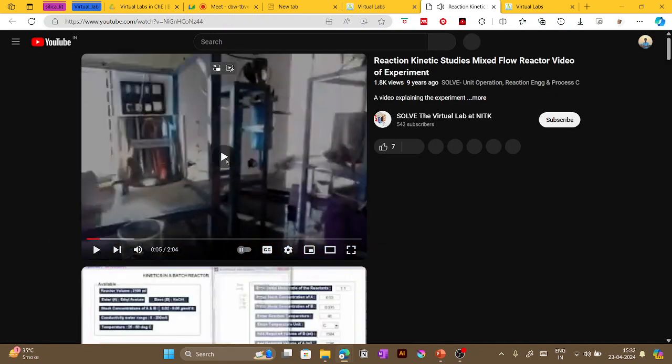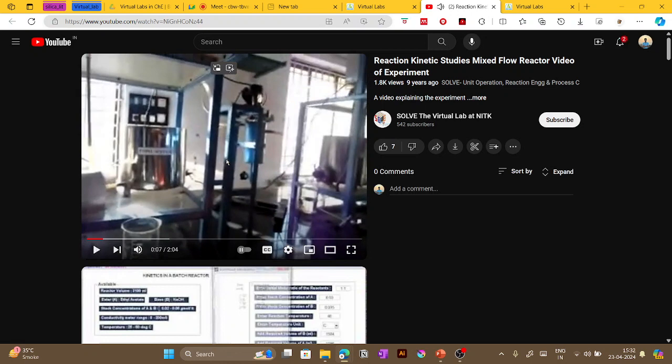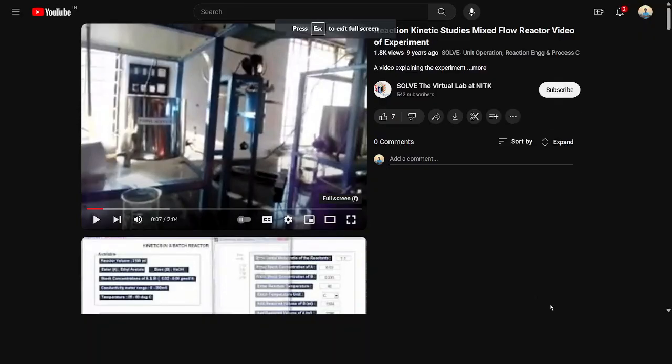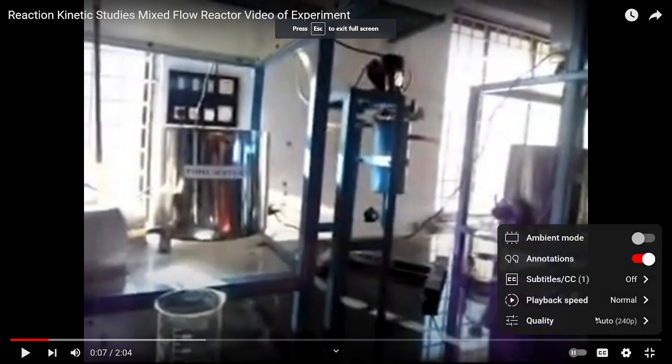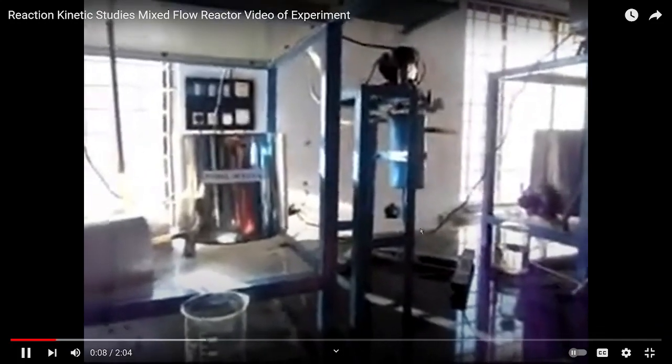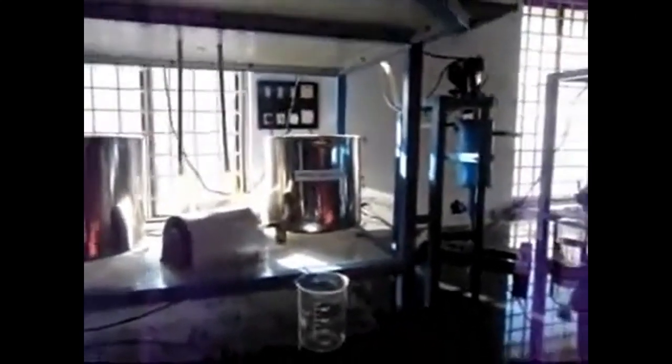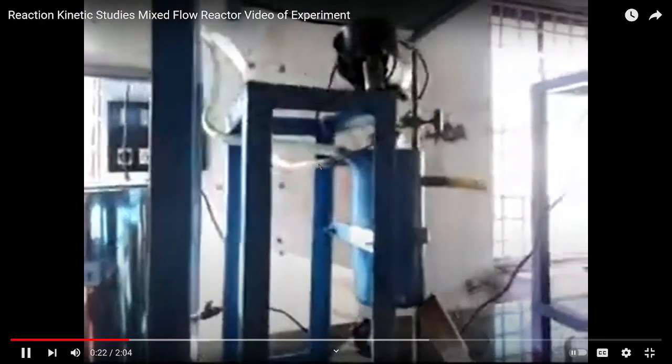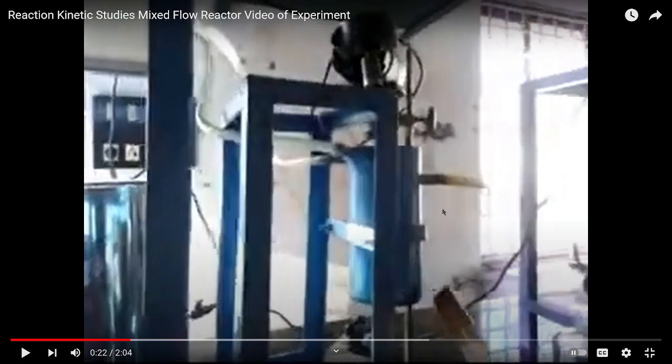This is the experimental setup, a continuous stirred tank reactor or a mixed flow reactor. The aim of this experiment is to determine the rate constant for the saponification of ethyl acetate with sodium hydroxide using a continuous stirred tank reactor. This is a continuous stirred tank reactor, so you can see this is the reactor, the CSTR.